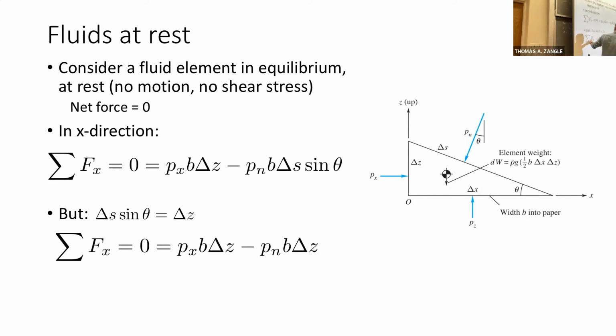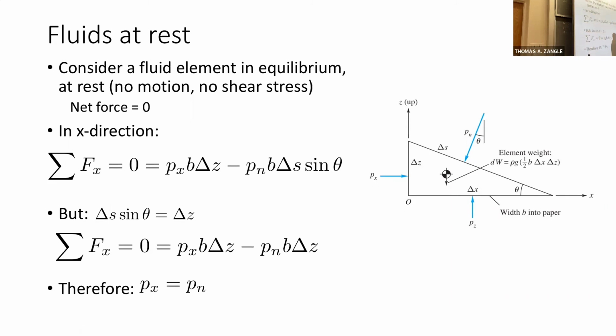And so we can simplify this, right, and say the sum of the forces, which is zero, is Px b delta z, same term, minus Pn b delta z. Now if we drop out those b delta z's, we see that this is equal to zero. This is telling us that Px is equal to Pn. So the pressure here is the same as the pressure here. All right, so Px is equal to Pn.